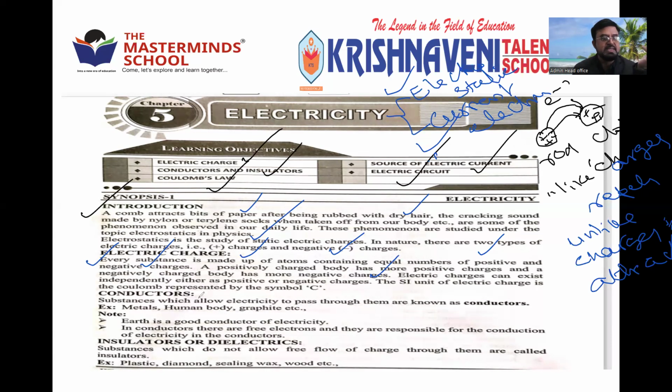Electric charges can exist independently either as positive or negative charges. The SI unit of electric charge is the Coulomb. Coulomb is the name of a scientist, right? Coulomb is the unit for electric charge, which is denoted by the letter C. Clear? So try to understand, every body contains an equal number of positive and negative charges. No doubt in that, whatever body you take.